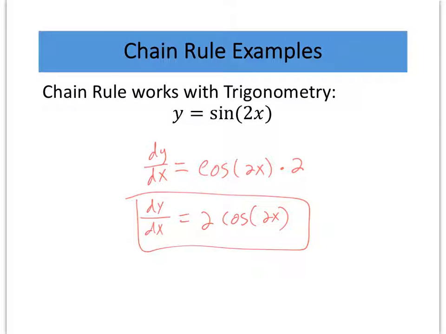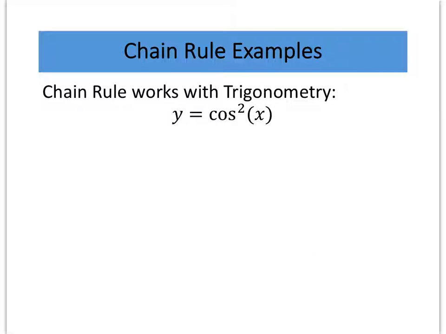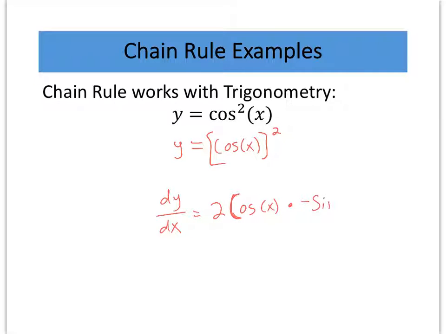Once you understand what's the inside and what's the outside, I think the hardest part is understanding what's the inside, what's the outside. So cosine squared of x. Now this doesn't look like a composition function, but I would need to rewrite it to show you that this actually is a composition function, because cosine squared x is really cosine x times cosine x. And so I could rewrite it as this, in which case, if I wanted to do dy dx, I'd need to take the derivative of the outside, 2 cosine x, times the derivative of the inside, which is the derivative of cosine, negative sine of x.